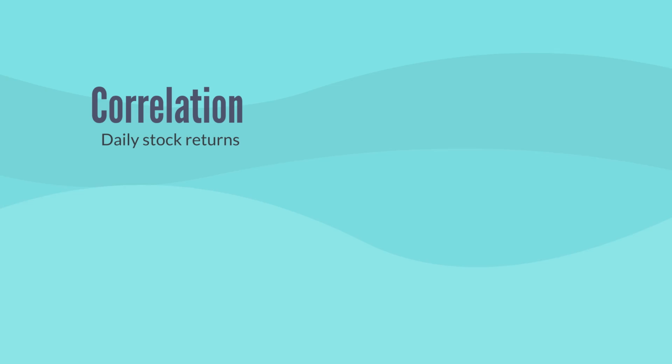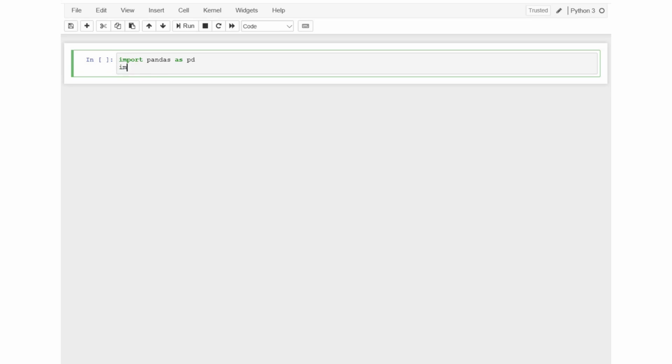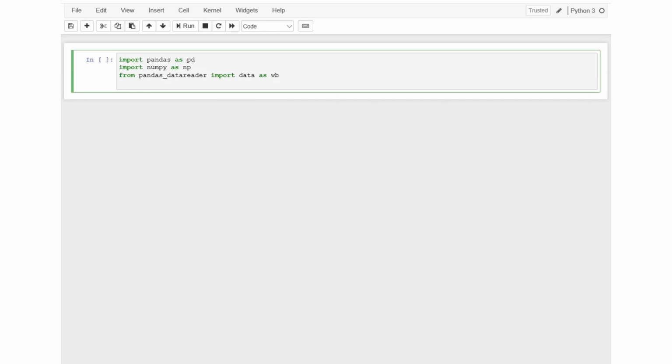significance testing. Let's say we want to find out the relationship between the daily returns for stock of Apple, Microsoft, Walmart, and the daily returns on the S&P 500 index. First, let's import our standard libraries.